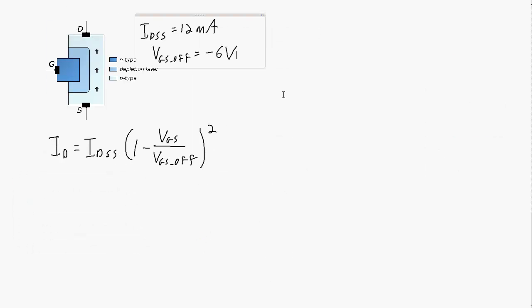Now, as an exercise, see if you can figure out what the transfer curve is going to look like for this JFET that has these characteristics, an IDSS of 12 milliamps and a VGS off of minus 6 volts. If you pause your video right now and take a second to try to figure out what that transfer curve is going to look like.